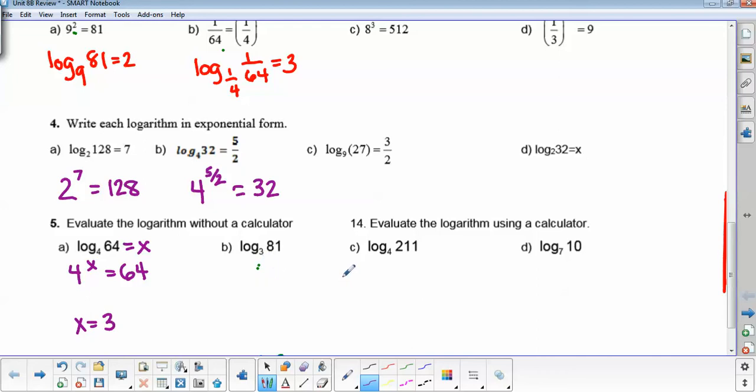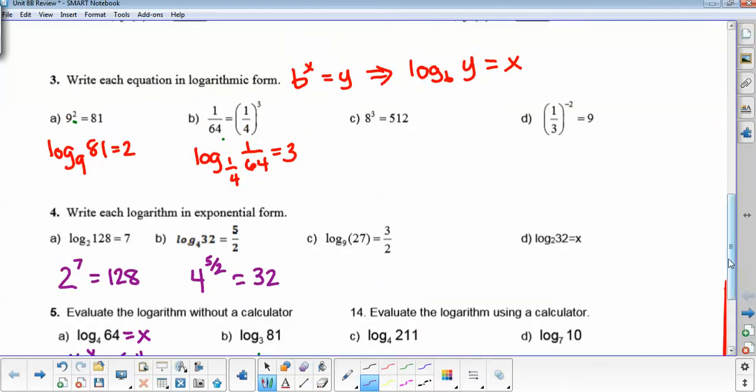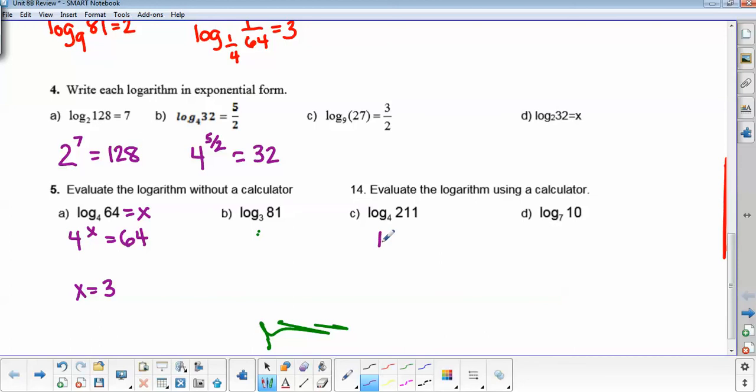So let's do number 14. It says evaluate without a calculator, because there's no integer such that 4 to that number would give you 211. 211 is not a power of 4. So the way you find your answer is with the change of base formula. The change of base formula says do log of the big number over log of the base. So that would be log 211 divided by log 4. Now on the calculator, you're going to have to remember, put parentheses and parentheses.